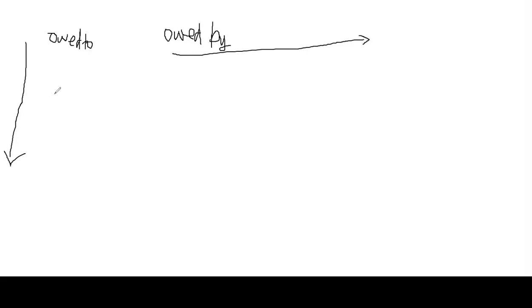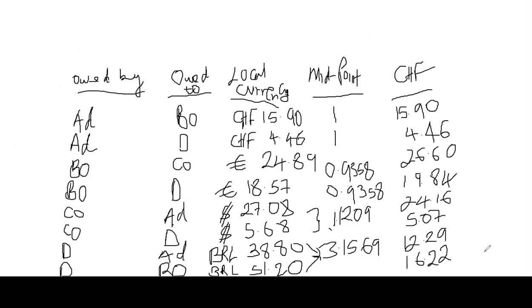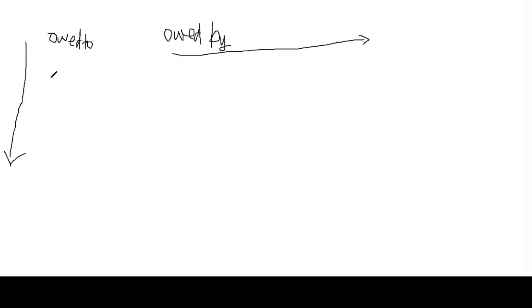So let's put the companies in order. I'll go back here. We have A, B, C, D. Then on top there as well, it is A, B, C, D. And we can show the total if we want.